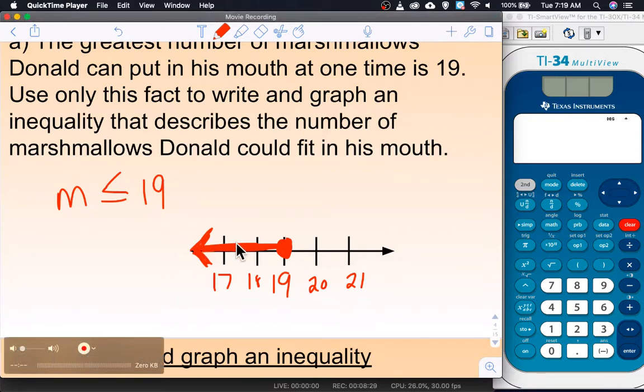So this shows that everything in the shaded region, 17, 18, and including 19 are solutions. 19 is part of this shaded region of answers. Everything down here is an answer to that problem.